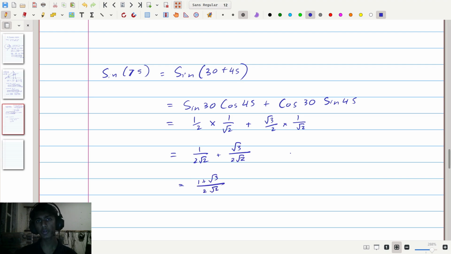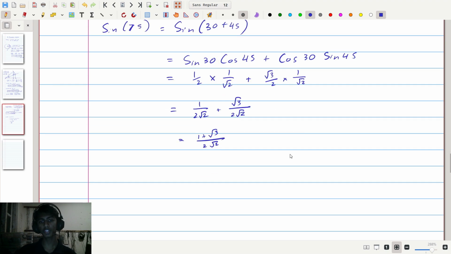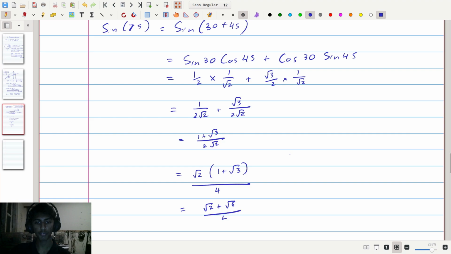And if you're one of those people who's allergic to having roots in the denominator, you can multiply the top and bottom by root 2, and then on the top you get root 2 times 1 plus root 3. On the bottom you get 2 times root 2 times root 2, which is 2 times root 2 squared, which is 2 times 2, which is 4. So 4 on the bottom, and we can finally write that this is equal to root 2 plus root 6 divided by 4. For those of you who are allergic to root 2's or other roots in the denominator, I've helped you.